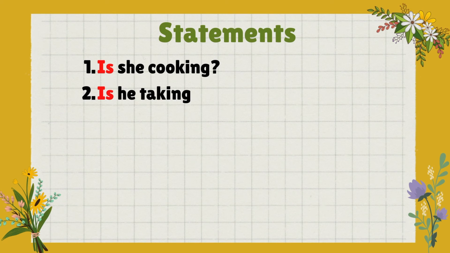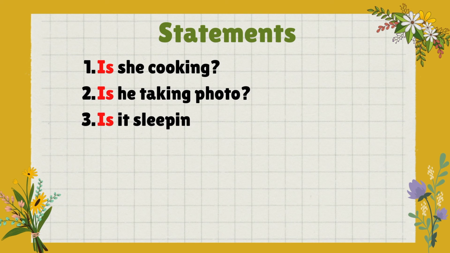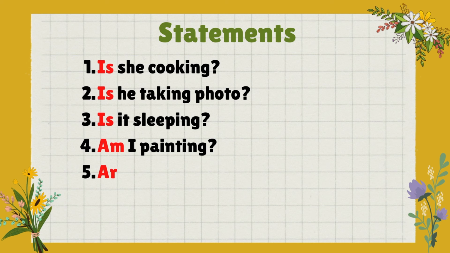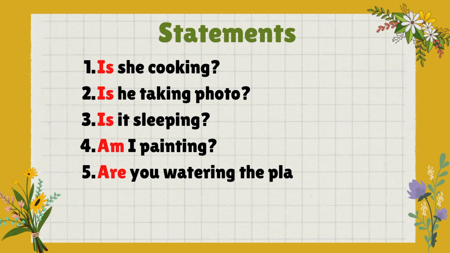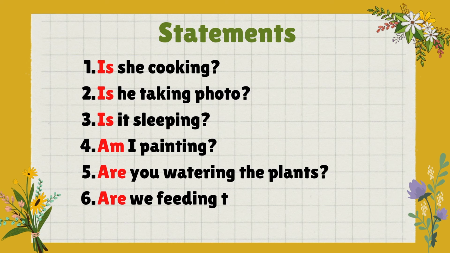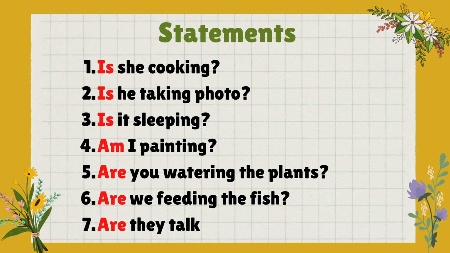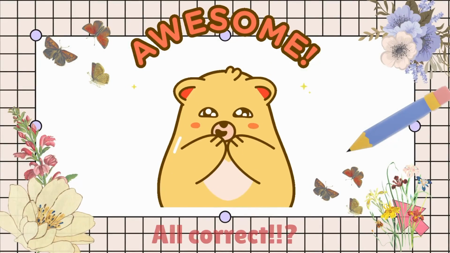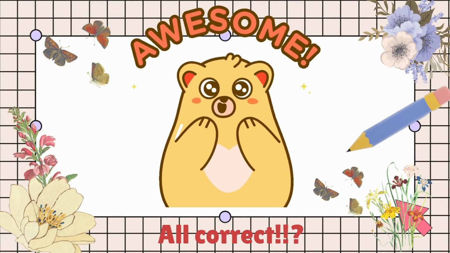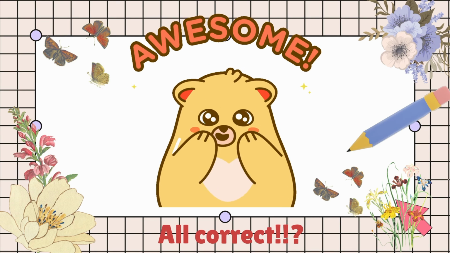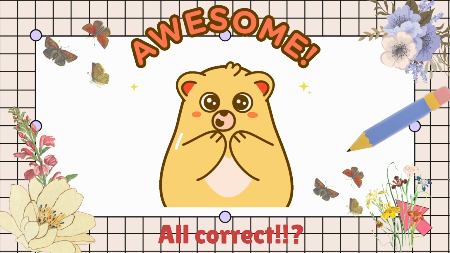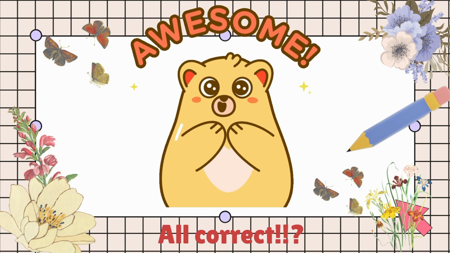Number 1. Is she cooking? Number 2. Is he taking photo? Number 3. Is it sleeping? Number 4. Am I painting? Number 5. Are you watering the plants? Number 6. Are we feeding the fish? Number 7. Are they talking? Did you get all correct? Very good! Awesome! All correct! It's very easy, right? Good job, everyone! You did very well.